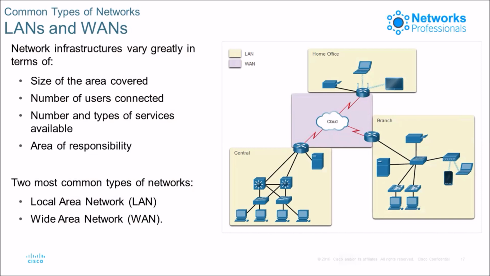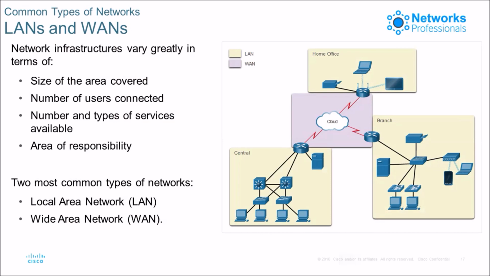Network infrastructures vary greatly in terms of size of area covered, number of users connected, number of types of services available, and area of responsibility. The 2 most common types of network infrastructures are local area networks, known as LANs, and wide area networks, known as WANs.